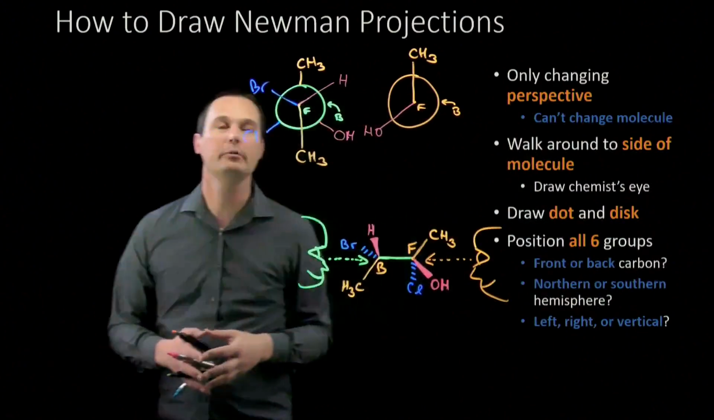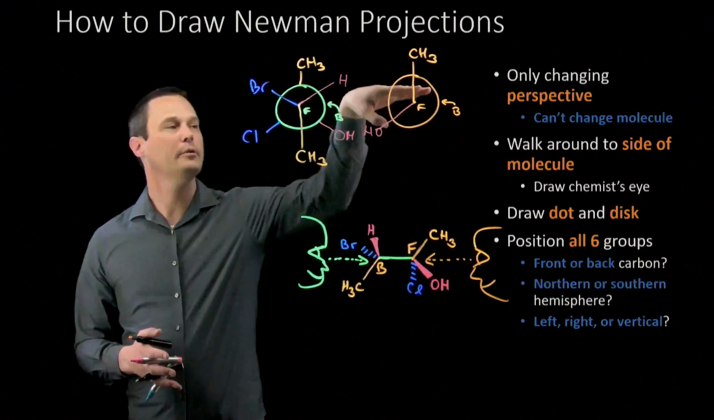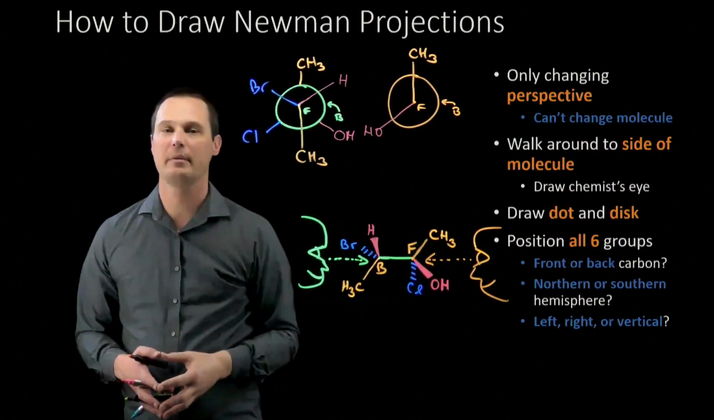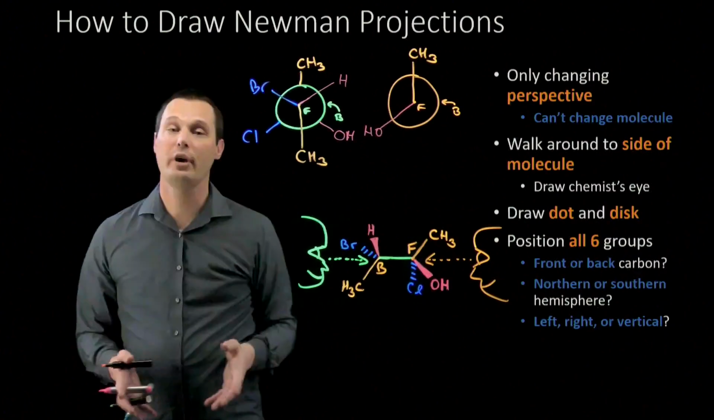So when I draw the new Newman projection, that OH group will be attached to the front carbon in the southern hemisphere of the molecule on the left side of the molecule. That means the chlorine group will have to go in the bottom right, but let's make sure.